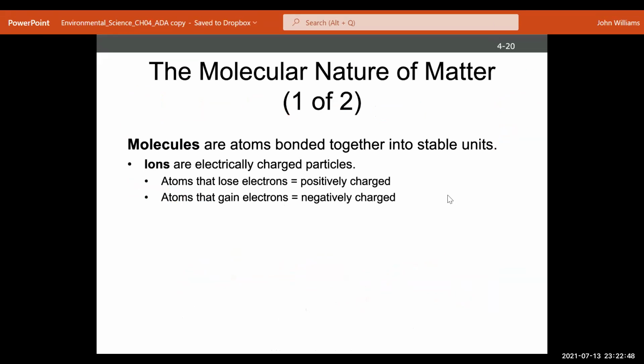So atoms can be bound together to make molecules. Ions are basically electrically charged particles. You can have an atom that is positively charged, or an atom that is negatively charged. This follows the basic rule of opposites attract, so a positive atom will attract a negative atom. For example, let's see what we have here.